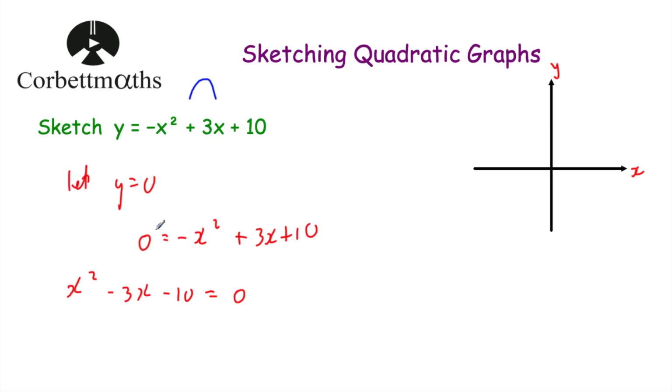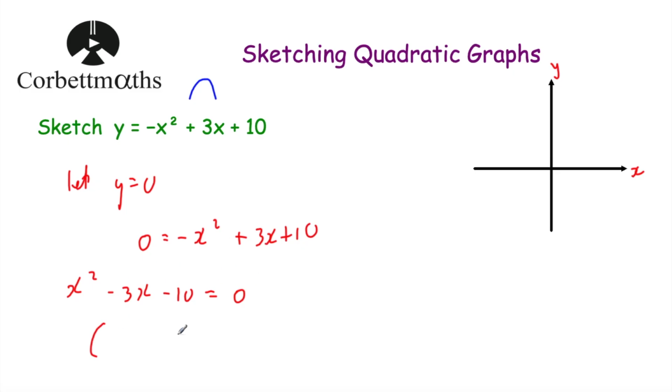Alternatively, times everything by -1. 0 times -1 is 0. Negative x squared times -1 would be x squared. 3x times -1 would be negative 3x, and 10 times -1 would be negative 10, so you'd end up with this. Okay, so we've now got our quadratic and it's equal to 0. So now let's solve it.